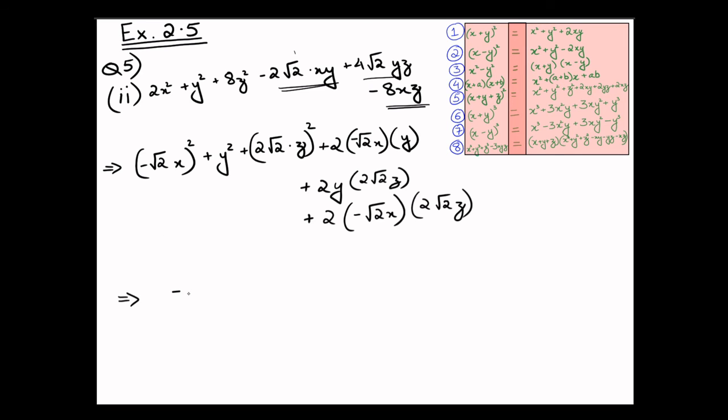This gives us minus root 2x plus y plus 2 root 2z, the whole square. That's the factorization for the second part.